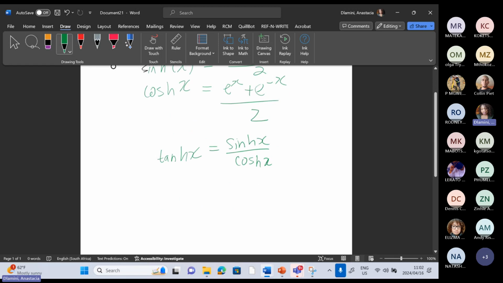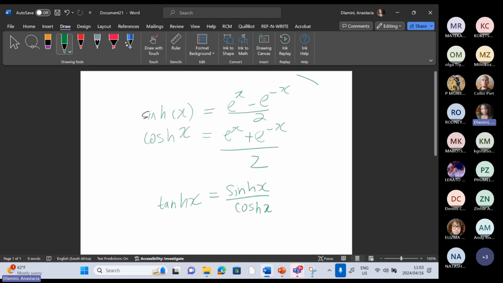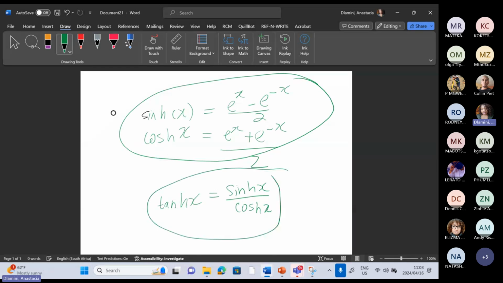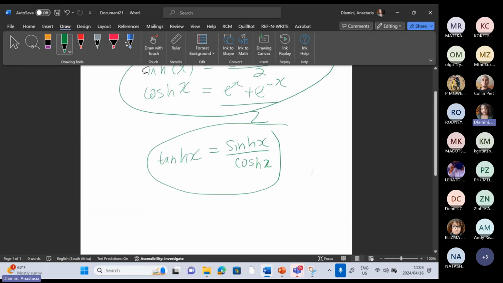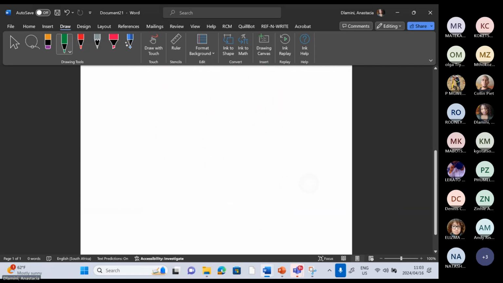Now on activity 1, from number 1 to 6, they want you to find the hyperbolic function of cos 3x. So you can use the definition of these two to find the remaining hyperbolic functions. Are we all together there? Yes. Yeah.